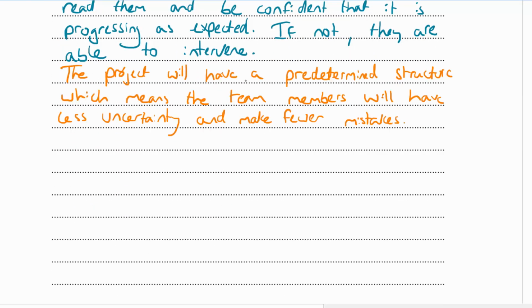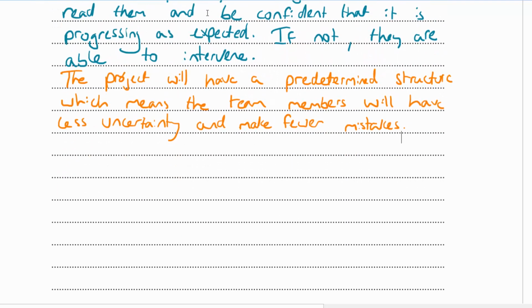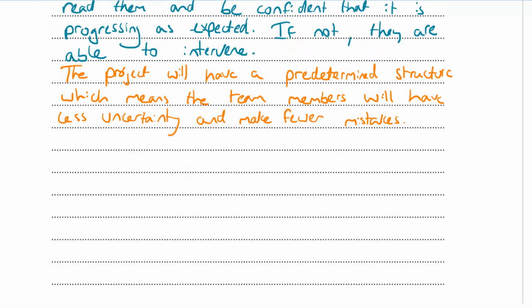So I've said having this predetermined structure means the team members will have less uncertainty and make fewer mistakes. Ideally, it may not actually quite be true. Now, if I stopped here and moved on, the examiner will read it and not care at all, because this is not relevant to the school unless I make it clear why this is relevant to the school. So let's do that now.